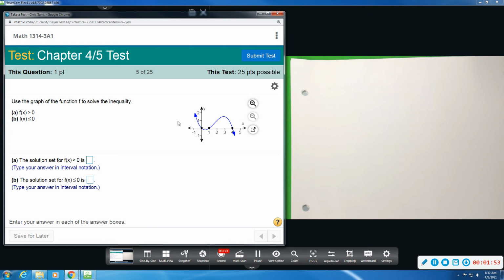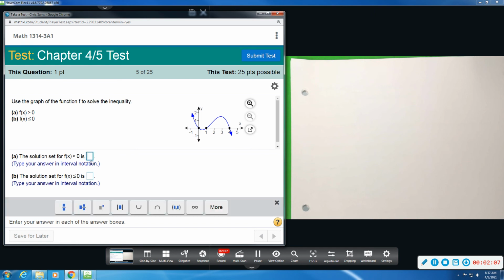We're going to describe it based on the x-axis. So this is the negative infinity side, and this graph is above from negative infinity until we get to the origin, which is 0. So the way we describe that is we say negative infinity to 0, and we use parentheses because it's not equal to here.